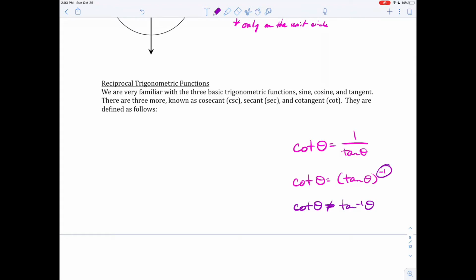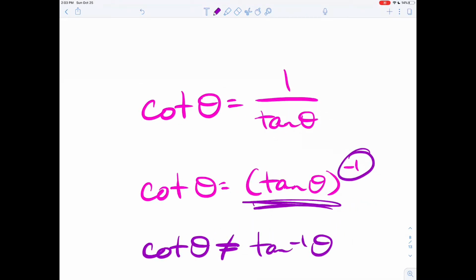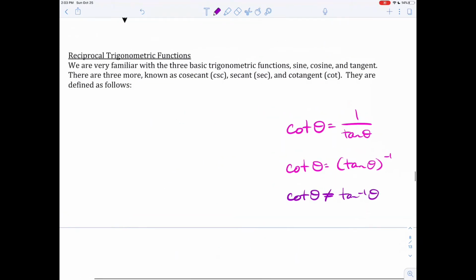So this inverse is of a value. Tan theta has a value, so taking the reciprocal of that is a multiplicative thing. Whereas this other case, when we have this negative 1 here, that's the inverse of a function. It undoes what the function does. So just note that. That's cotangent. Cotangent is linked to tangent.